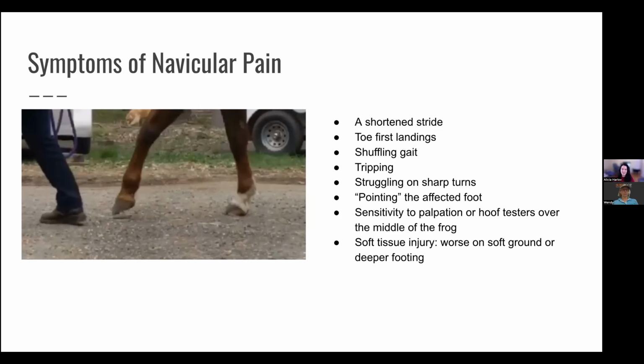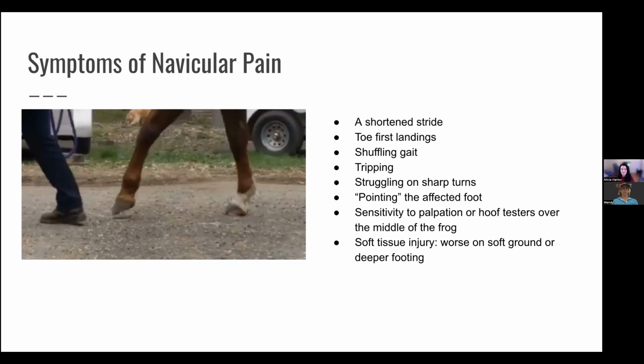Some horses might have a shuffling gait. You might notice that your horse has been tripping or struggling on sharp turns. Some horses with heel pain might point their affected foot. The foot that has the navicular diagnosis, or the worst navicular diagnosis, might actually rest out in front of the other.